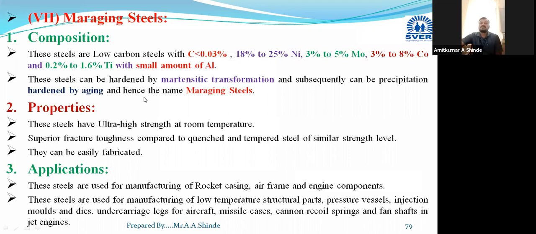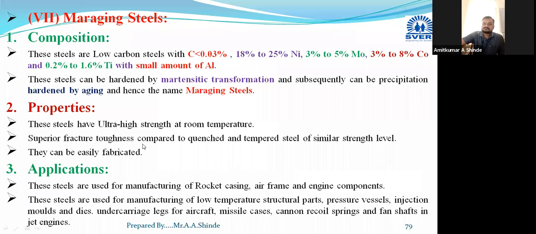Now, related to its composition, these steels are low carbon steels with carbon percentage less than 0.03%. Other alloying elements are present in significant amounts: 18 to 25% nickel, 3 to 5% molybdenum, 3 to 8% cobalt, and 0.2 to 1.6% titanium, with a very small amount of aluminium. It is low carbon steel, but the alloying element quantity is very significant.